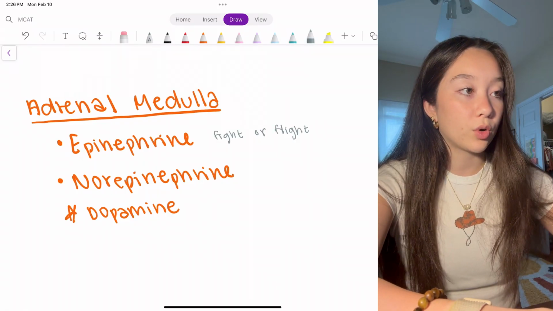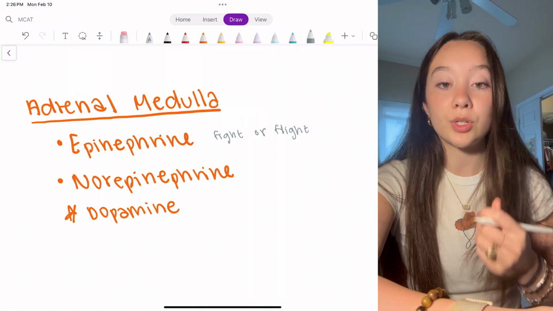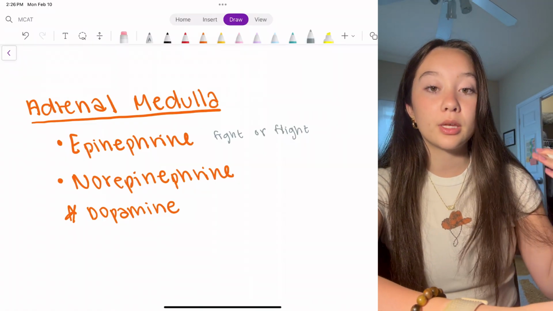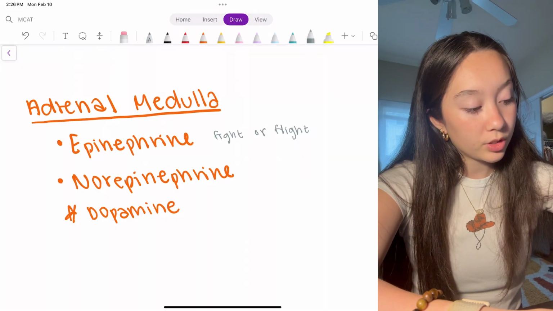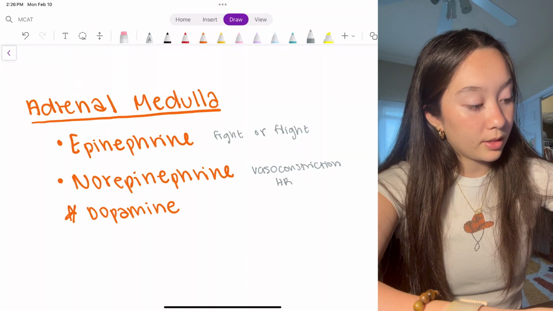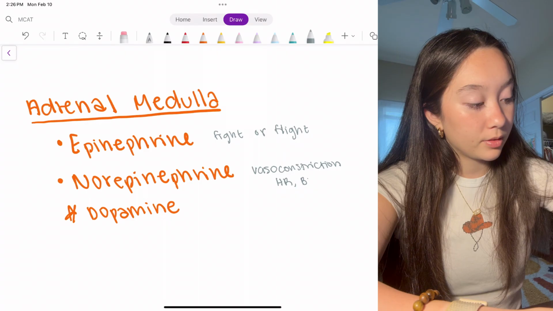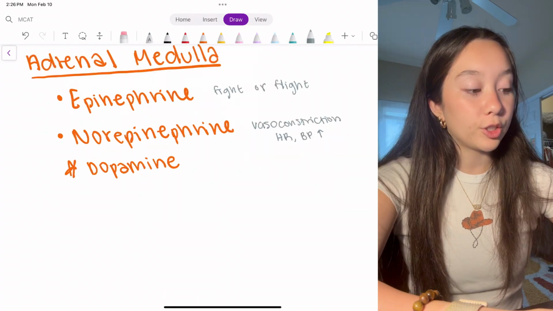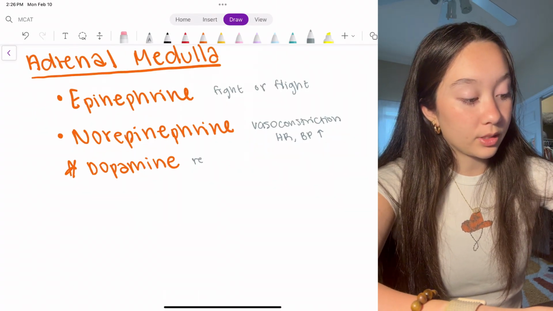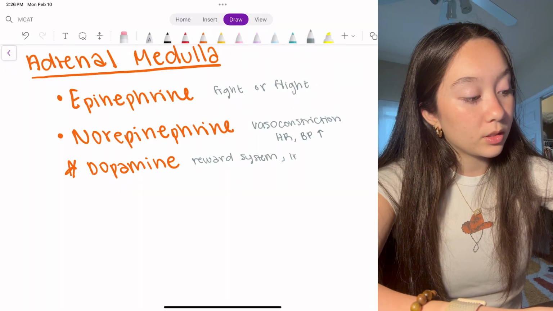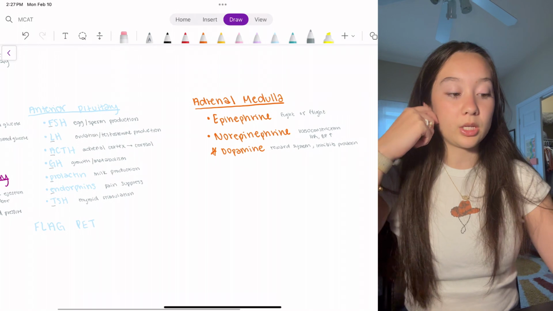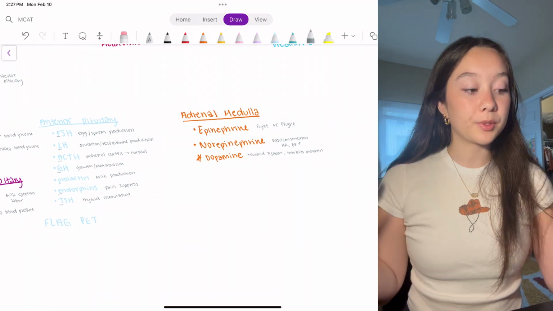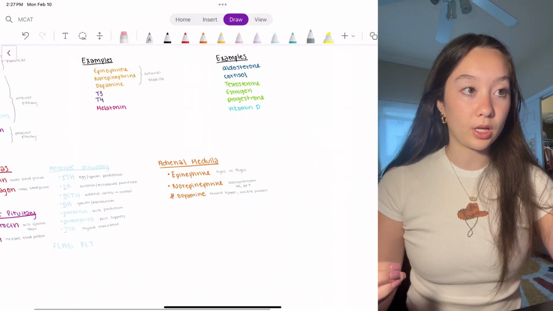And then norepinephrine has to do with vasoconstriction, and it also increases your blood pressure and your heart rate. So I'm going to say vasoconstriction, and then I'm going to say heart rate and blood pressure increase. Dopamine, as we know, is the reward system, and it also inhibits prolactin. And if you remember, prolactin is what we talked about the anterior pituitary produces. So that is the adrenal medulla.